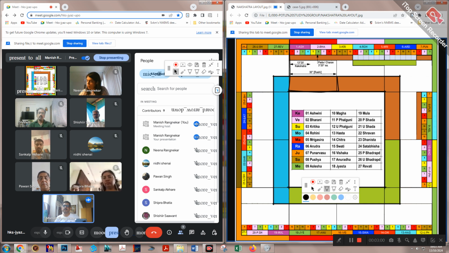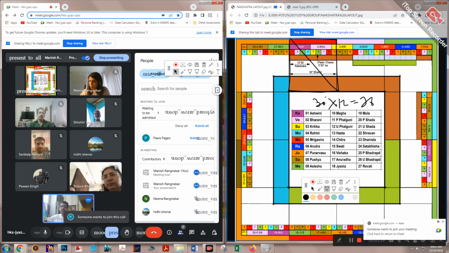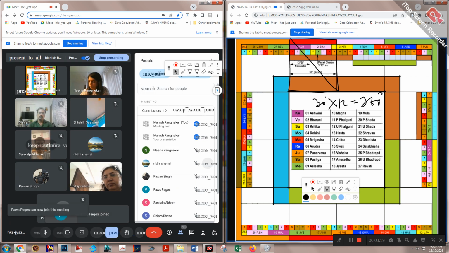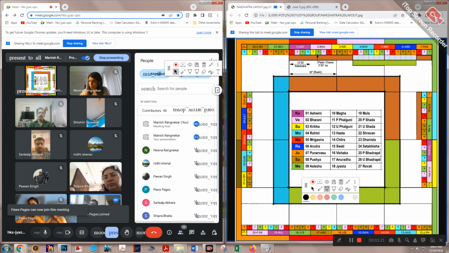This is a Rashi, if you can see what I'm drawing here. This Rashi is worth 30 degrees. So 30 degrees into 12 Rashis is equal to 360 degrees, which is basically the entire zodiac. I have written over here that the span or the length of a Rashi is 30 degrees. That's point number 1.